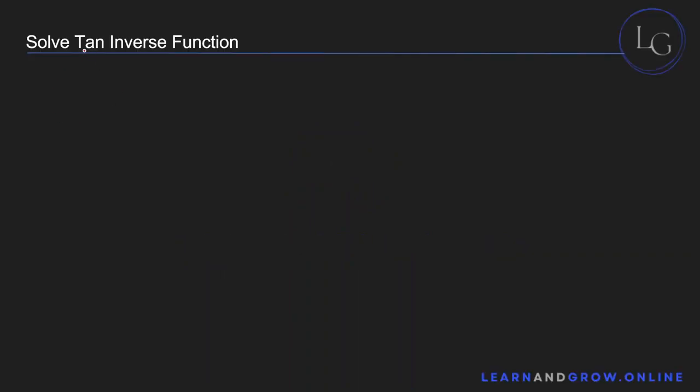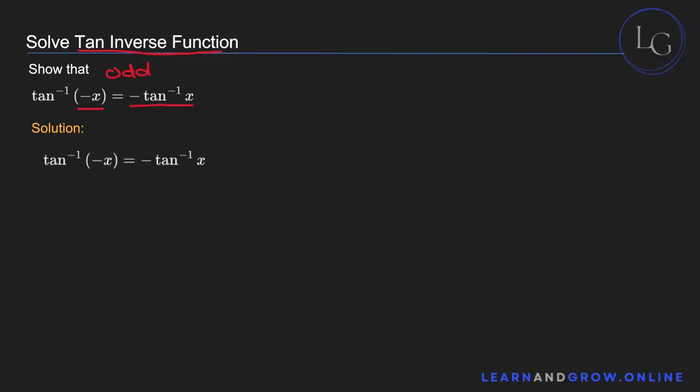Now let's solve the tangent inverse function. Very simple. We need to prove that the tangent inverse function is an odd function, meaning that tangent inverse of minus x is equal to minus tangent inverse of x. So the first thing you do is take this minus tangent inverse of x to the left hand side, not just the tangent inverse function, the entire thing. So now we need to prove this.